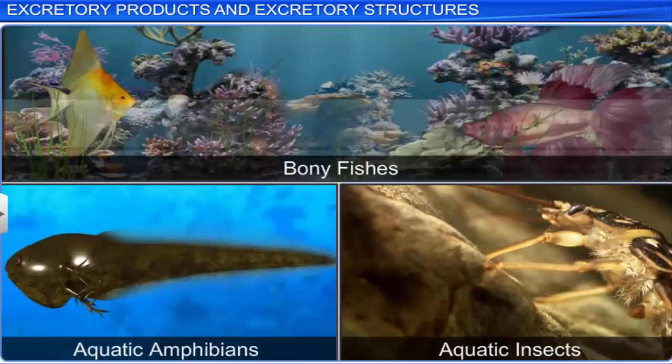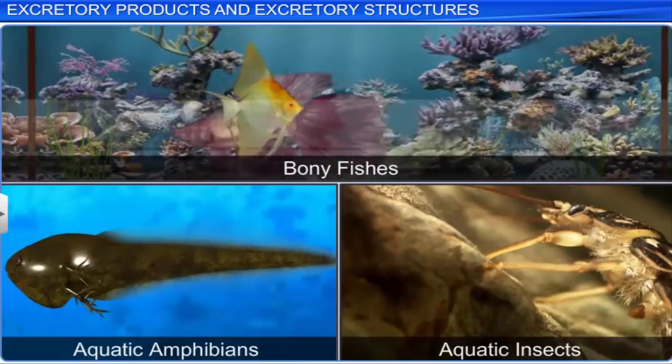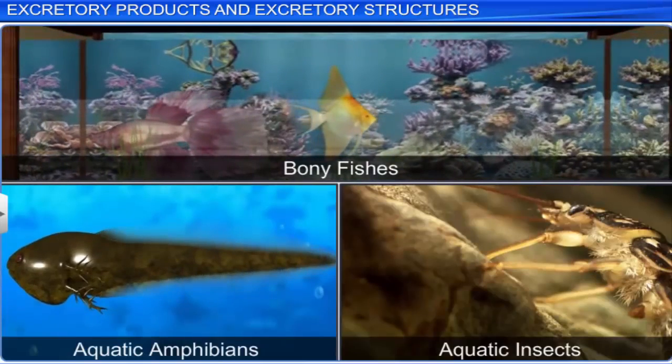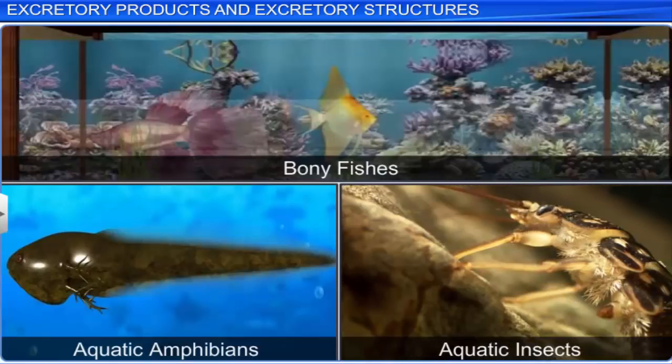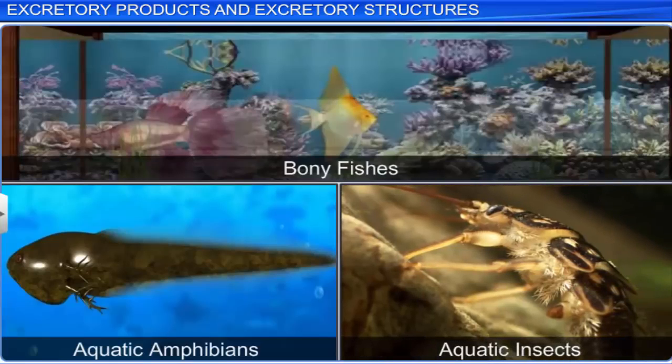Generally, bony fishes, aquatic amphibians, and aquatic insects excrete ammonia in the form of readily soluble ammonium ions through their gills or body surface by the process of diffusion. Animals that excrete ammonia are called ammonotelic, while the process is called ammonotelism.